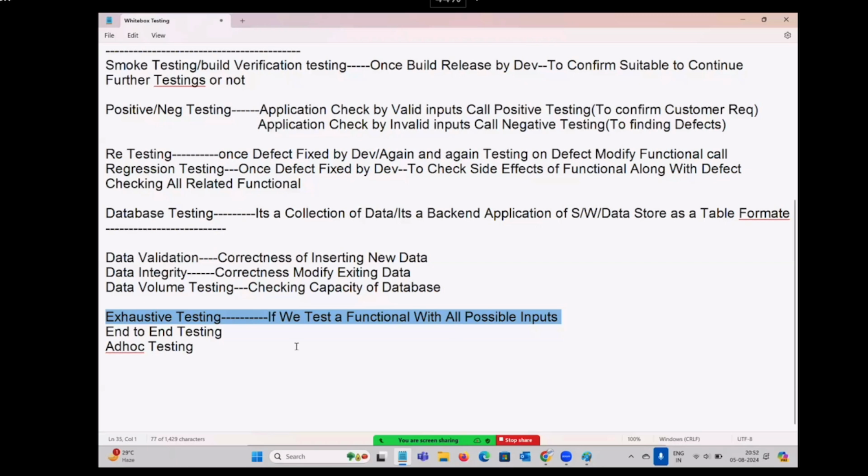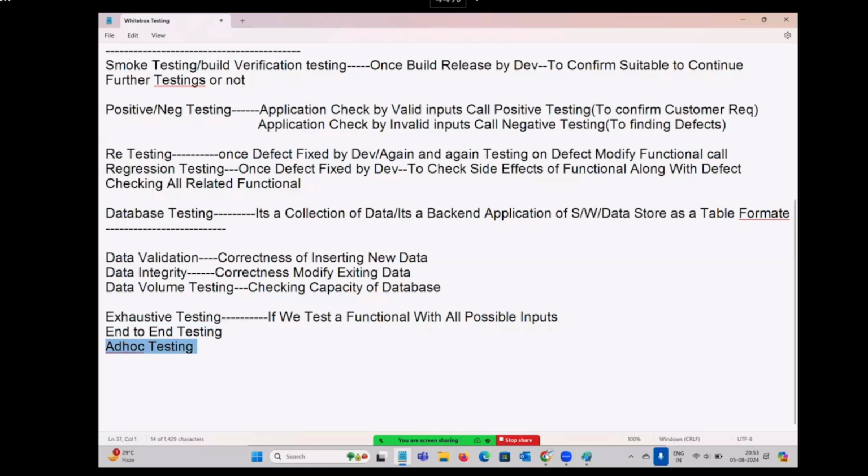Next, end-to-end testing as well as ad hoc testing. What is meant by end-to-end testing? What is meant by ad hoc testing? Very simple, everyone: end-to-end testing as well as ad hoc testing.